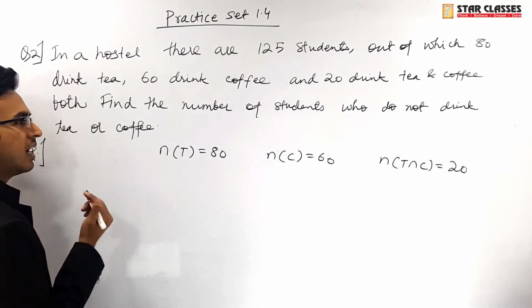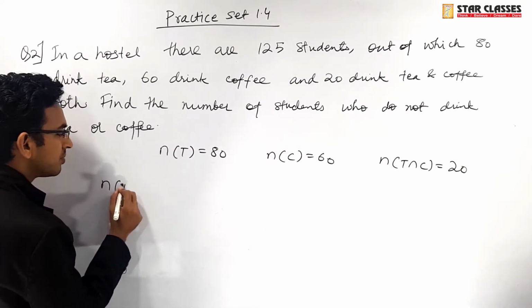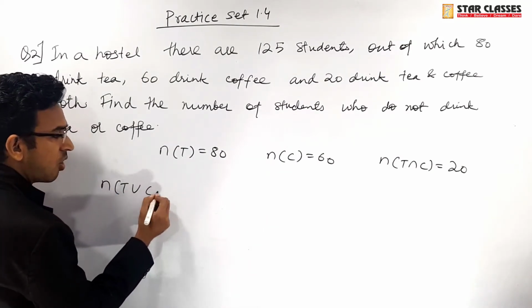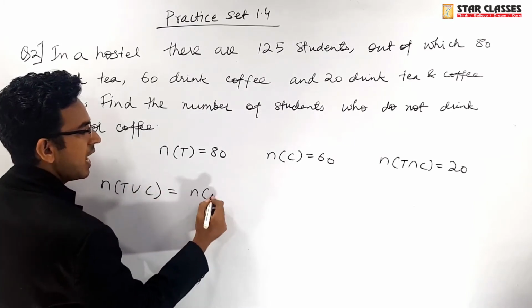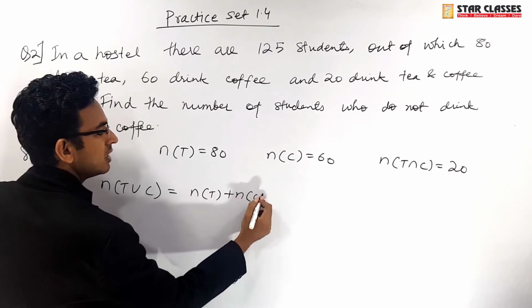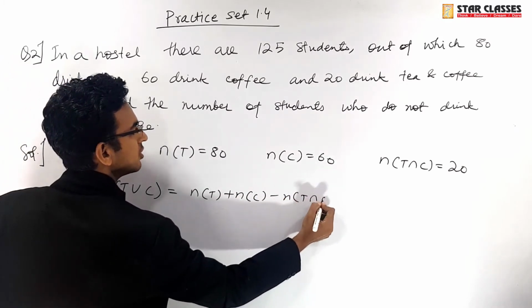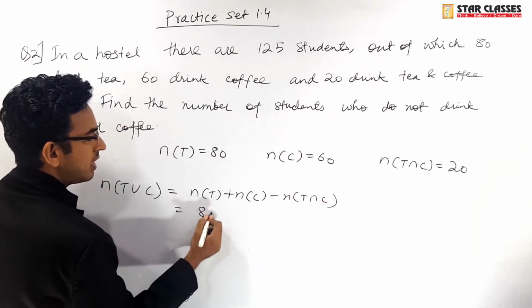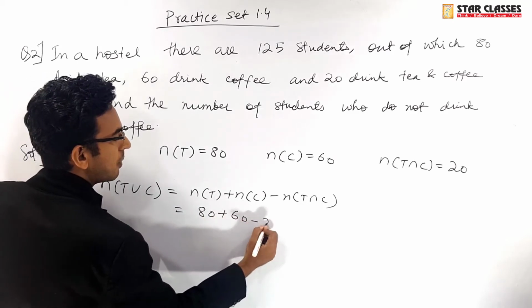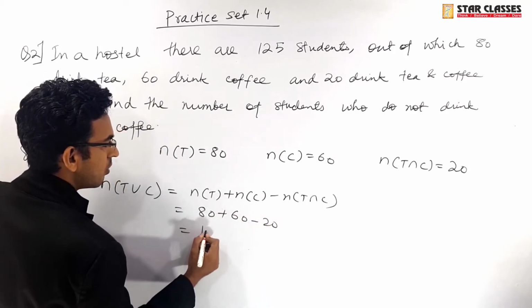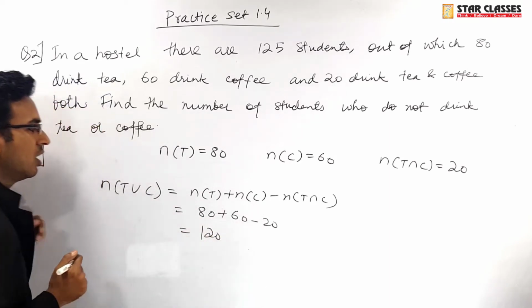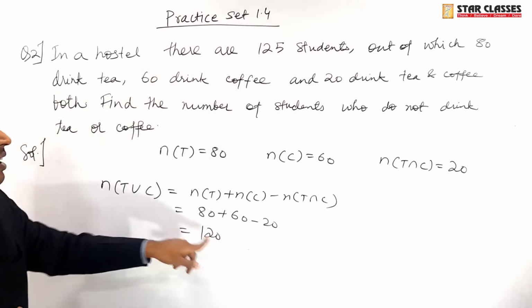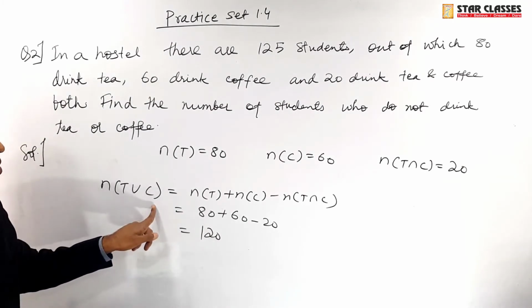So before that, can we find the number of students who drink tea or coffee? Yes. So the formula for this will be n of T plus n of C minus n of T intersection C. So this will be 80 plus 60 minus 20. That is 120. 80 plus 60 is 140, minus 20 is 120. So 120 students drink either tea or coffee.